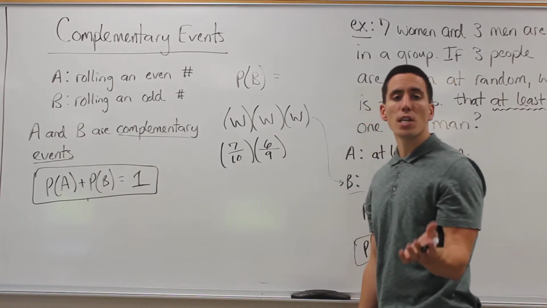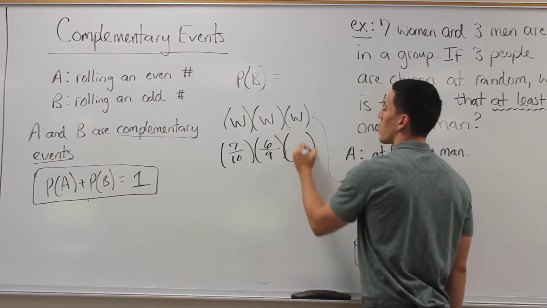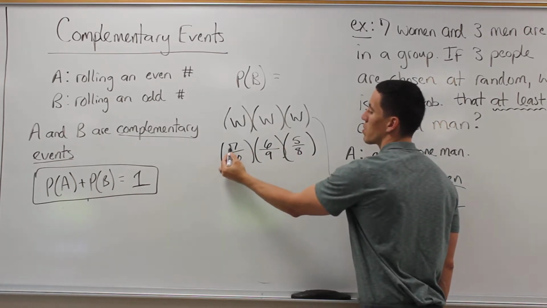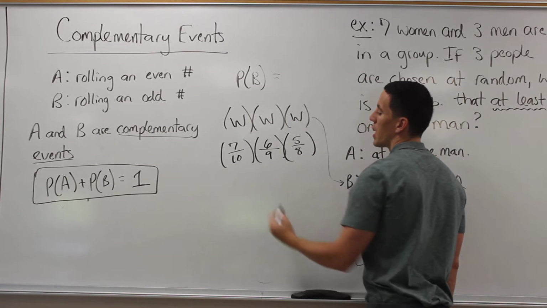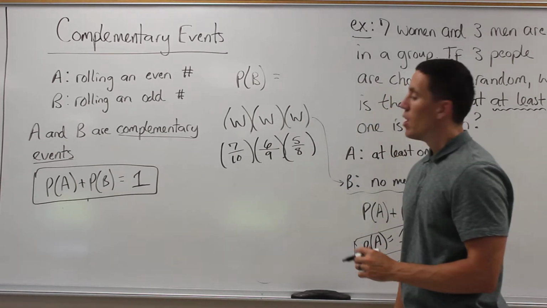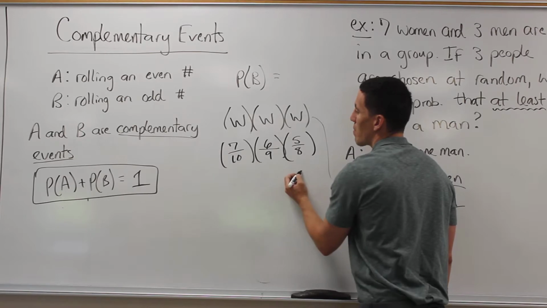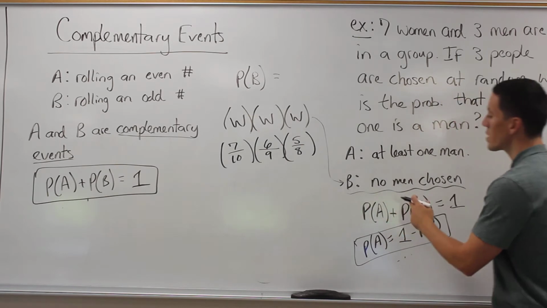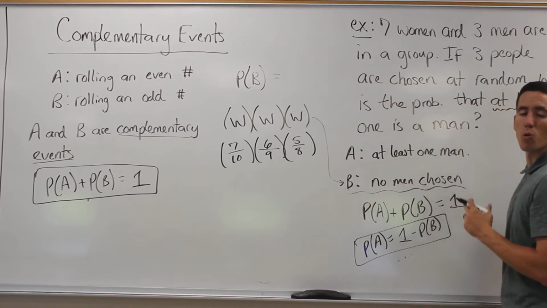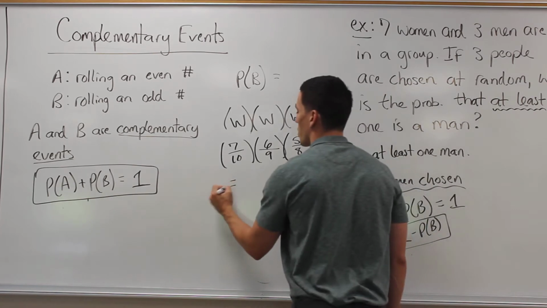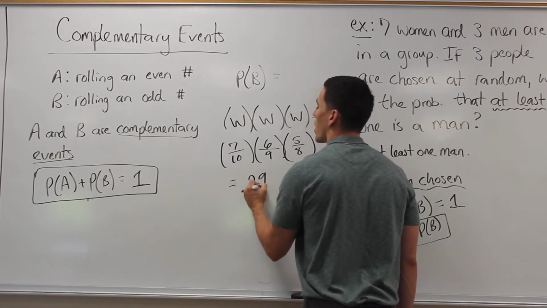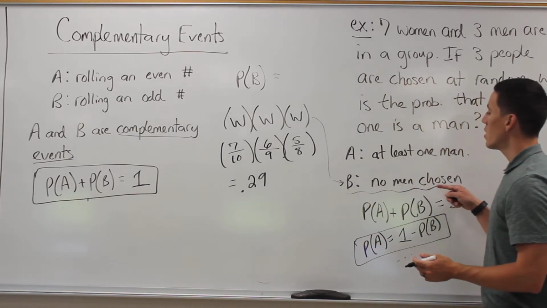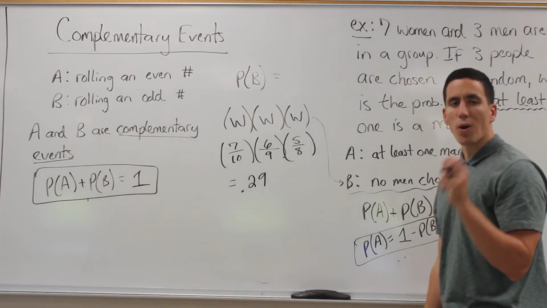You can probably pick up on the pretty easy pattern that's occurring here. The probability that the third woman will be chosen is 5 out of 8. There's now only 8 people and there's only 5 women. Notice the numerator is decreasing by 1, the denominator is decreasing by 1 each time. So altogether, this is the probability that a woman, and another woman, and another woman will be chosen, or in the way we stated it, the probability that no men will be chosen. When you multiply this out, and I'm going to put this in decimal form, this probability rounded to the nearest 100th is 0.29.